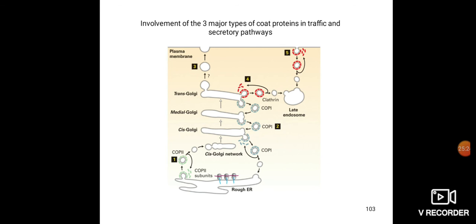These vesicles are involved in three major types of protein mobilization. First, the secretion of proteins. Second, the transport of proteins inside the cell from one organelle to another. They can also be involved in the movement of proteins or molecules from the plasma membrane through the formation of endosomes.